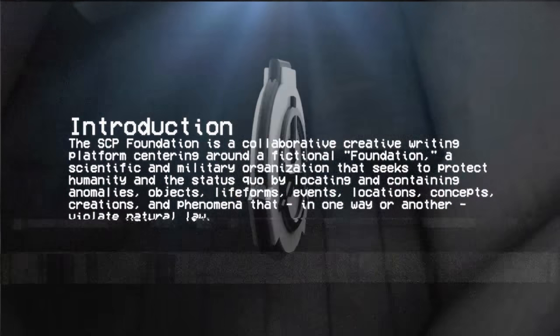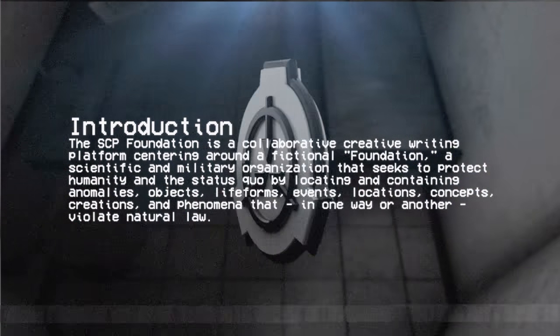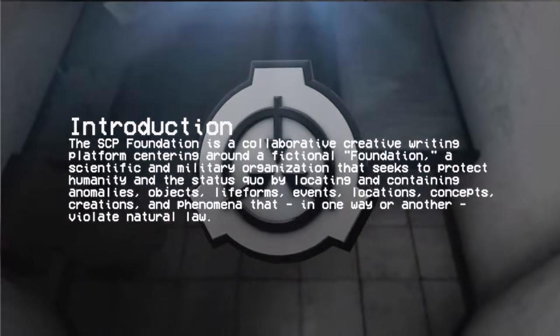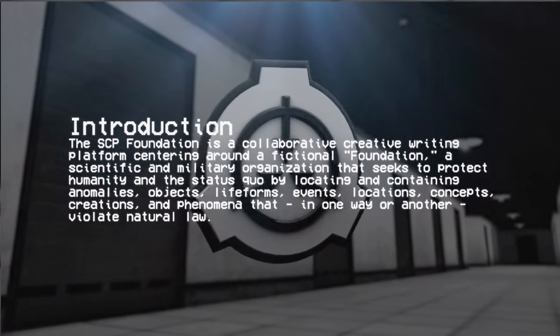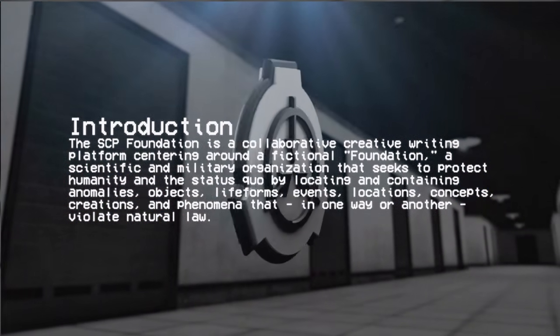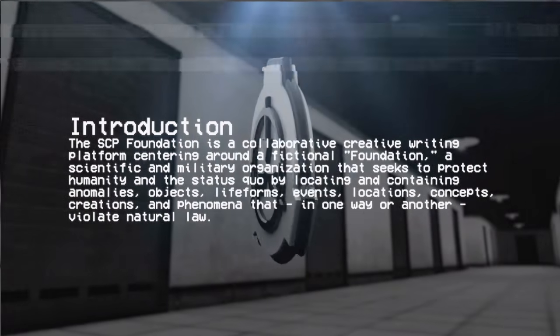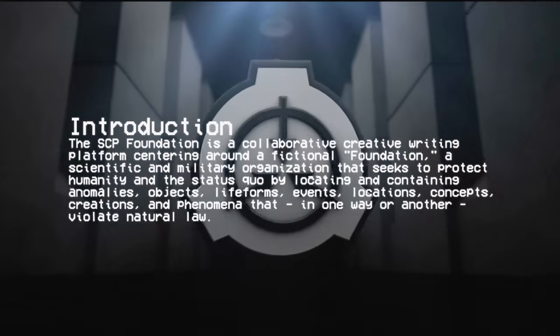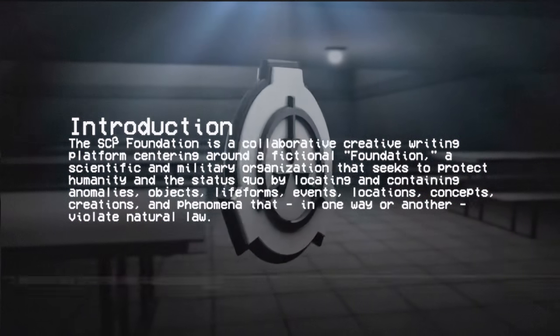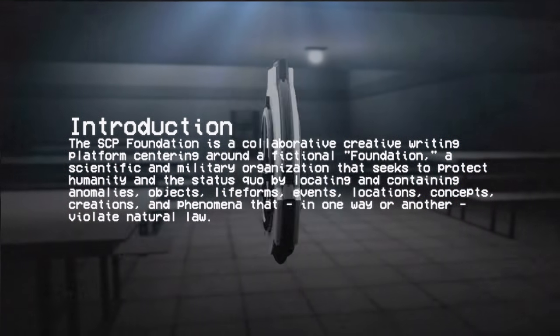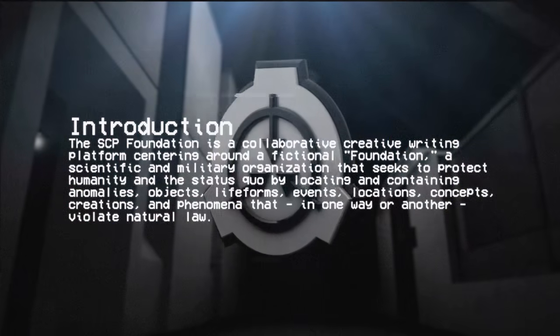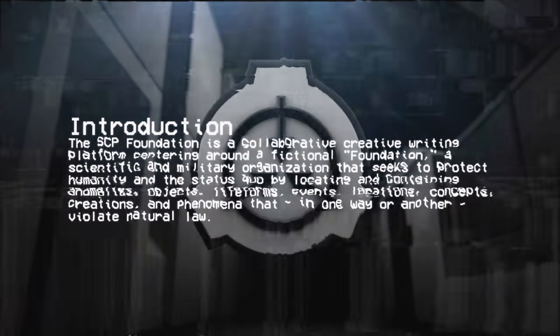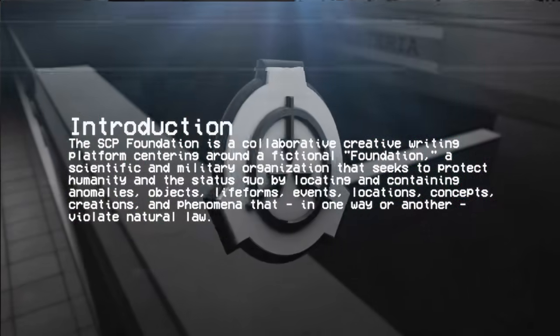Introduction. The SCP Foundation is a collaborative writing platform centering around a fictional foundation, a scientific and military organization that seeks to protect humanity and the status quo by locating and containing anomalies, objects, life forms, events, locations, concepts, creations, and phenomena that, in one way or another, violate natural law.